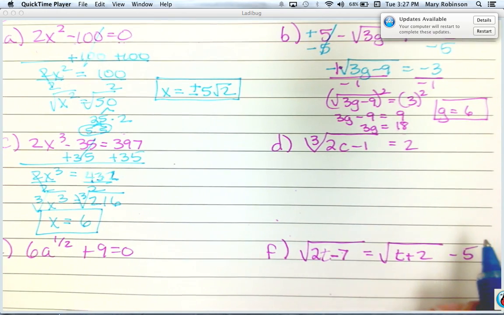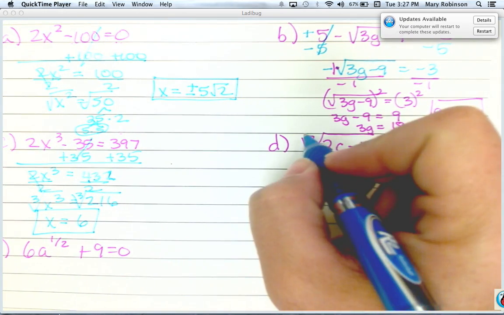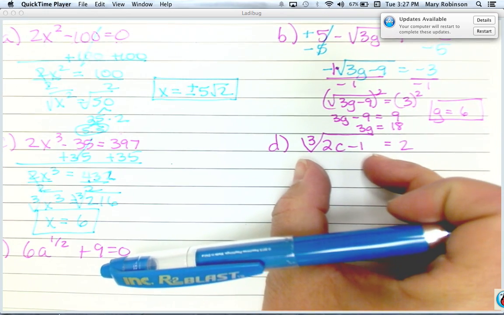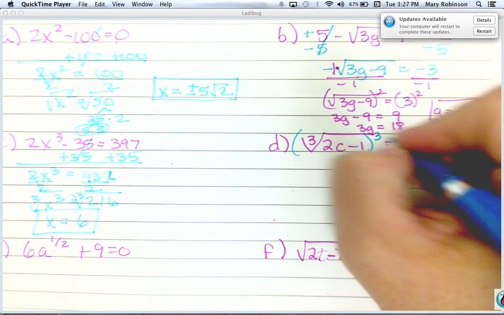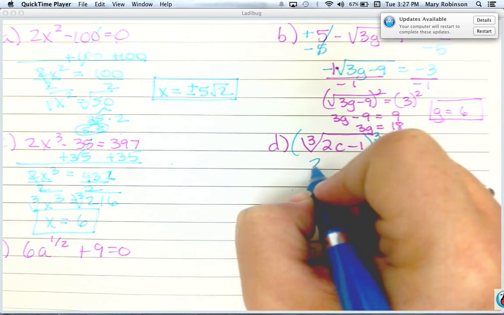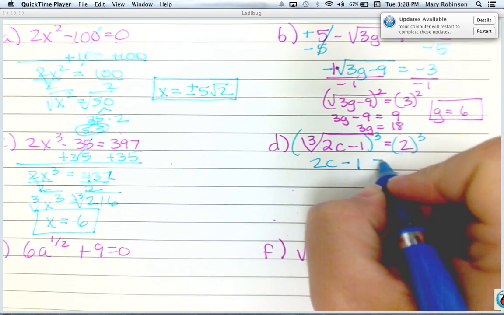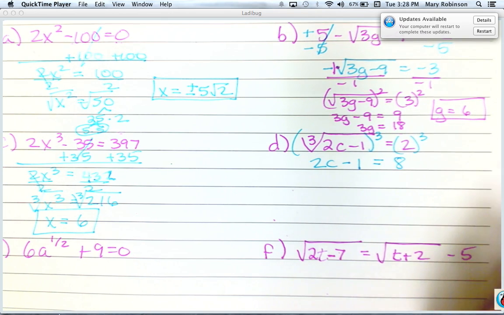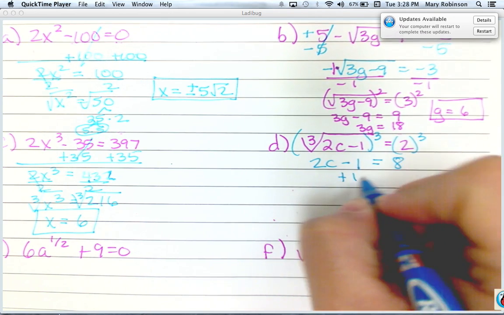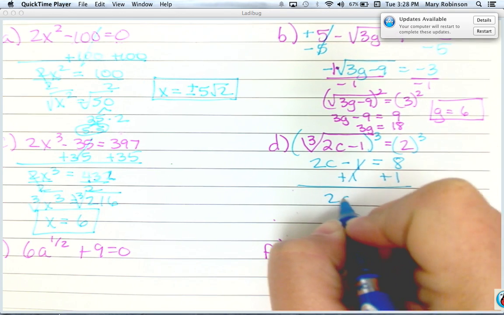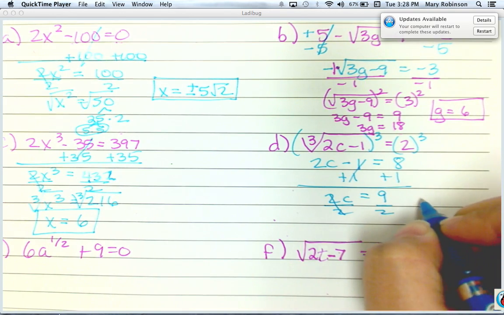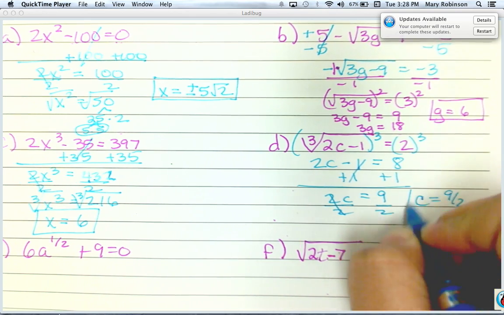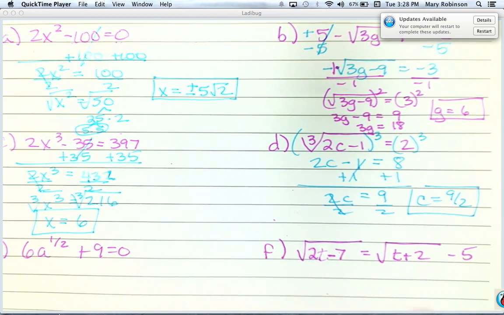For D, the radical is already isolated. We just want to eliminate the radical. To undo the cube root, we cube both sides. That leaves us with 2c minus 1 is equal to 8. 2 cubed is 8. Add 1 to both sides. 2c equals 9. Divide both sides by 2, and c equals 9 halves. Please don't give me a decimal value.